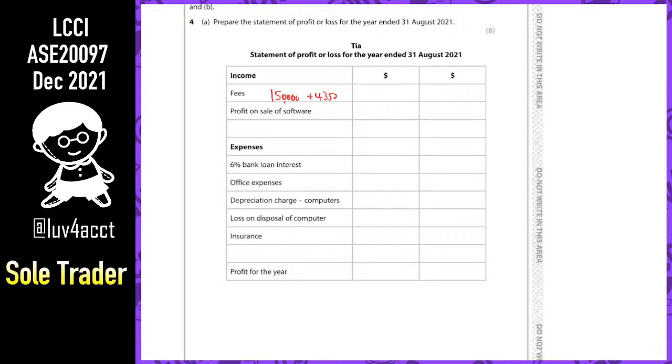Okay, so 150,154,350. Profit on the sale of software. Just now you have income. Okay, and then you have the development cost. Okay, that means you only have a development cost 9400. You have 600. Okay, total income 154,950.